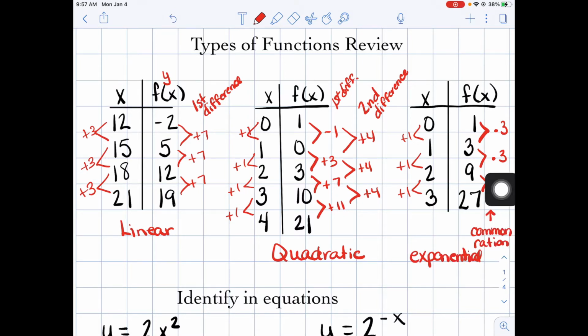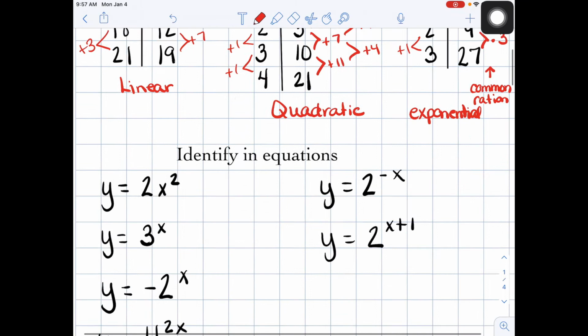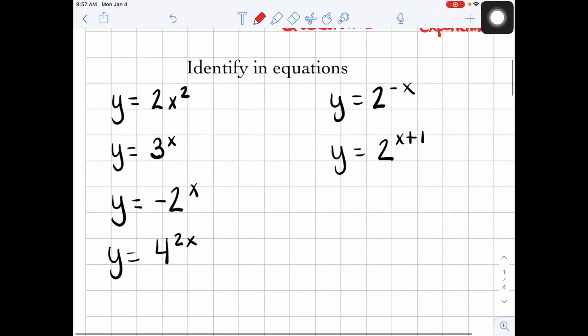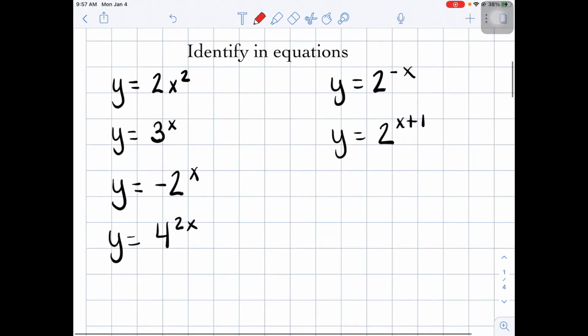Okay, all right. So now let's go into identifying exponentials in equations. We're just looking for when we can tell in an equation if something is exponential or not. If we look at this first one, the first thing we need to look at is the exponent. If it is a number other than 1, then we know immediately that it can't be exponential. Exponential is going to have an exponent of x.